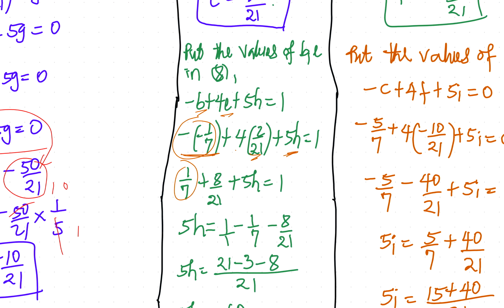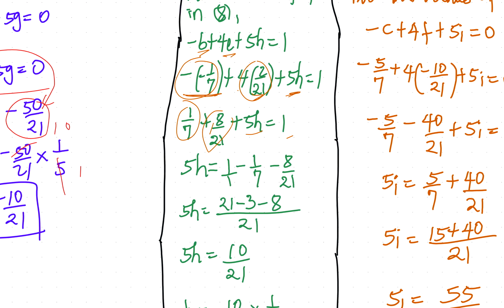Then 5h equals 1. Then what I did next is to transfer all the numbers to the other side. So you have 5h equals 1 over 1 minus 1 over 7 minus 8 over 21. And then with the LCMs, we have LCM is 21. 1 in 21, 21 times 1, that's 21. 7 in 21, 3, 3 times 1, 3. Minus 8, 21 in 21, 1 times 8, 8. So with that, we have 21 minus 3, which is 18. 18 minus 8, that's 10 over 21.